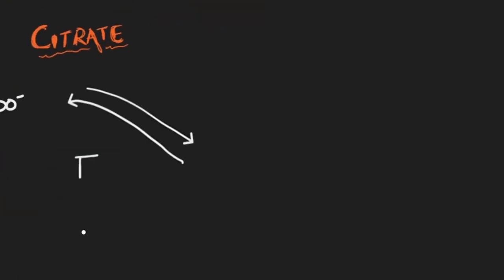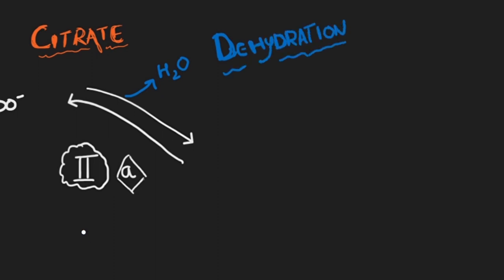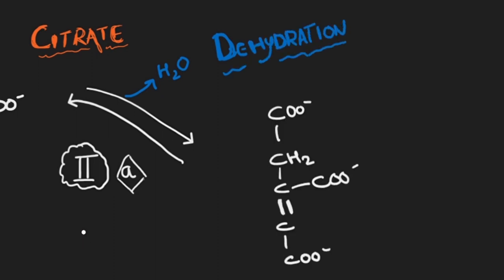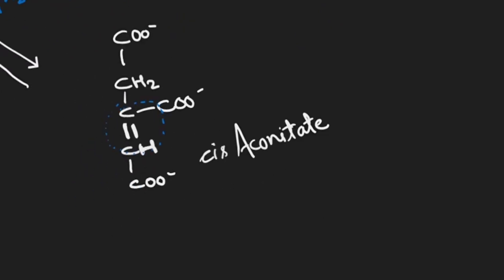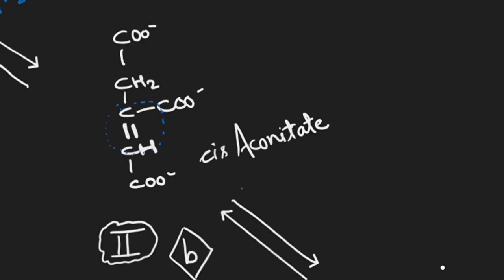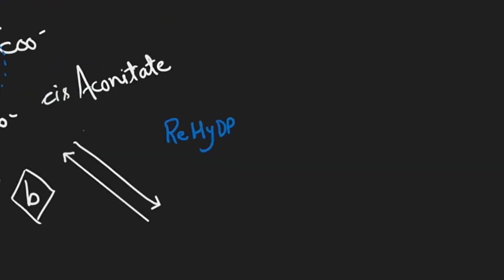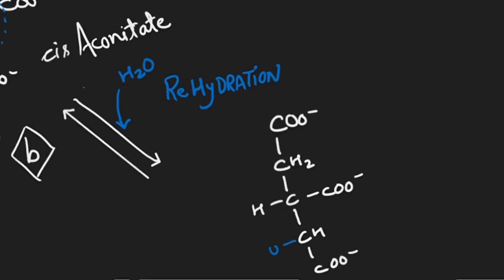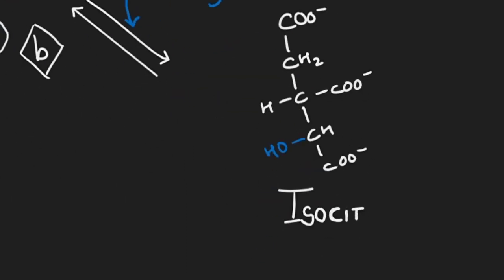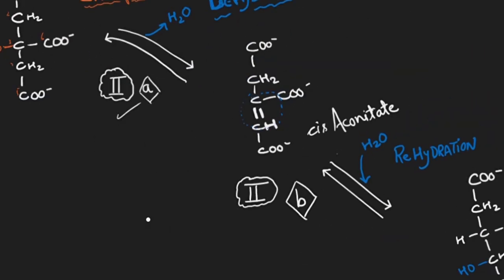Now, in step 2, part A, which is a dehydration reaction, water is removed from citrate to form cis-aconitate. This dehydration is followed by part B of step 2, which is an antagonistic reaction to A, i.e. a hydration reaction forming isocitrate. So this two-part reaction of dehydration and rehydration is catalyzed by an enzyme known as aconitase.